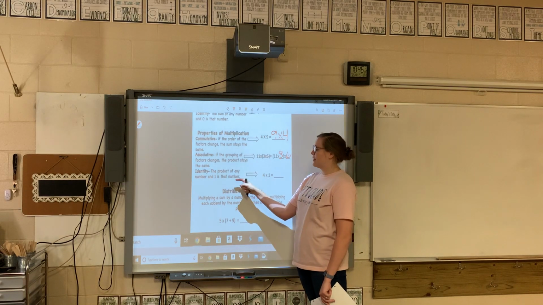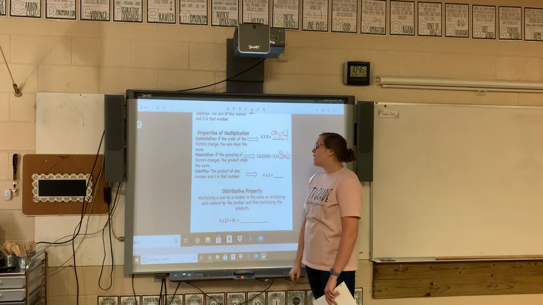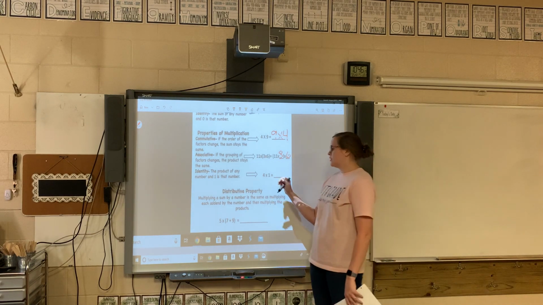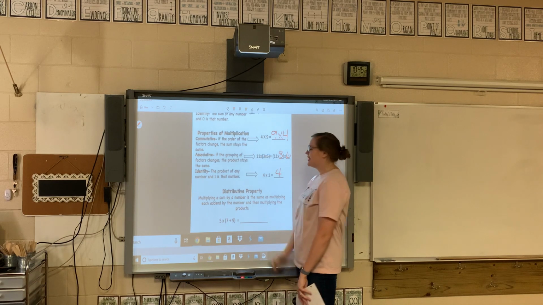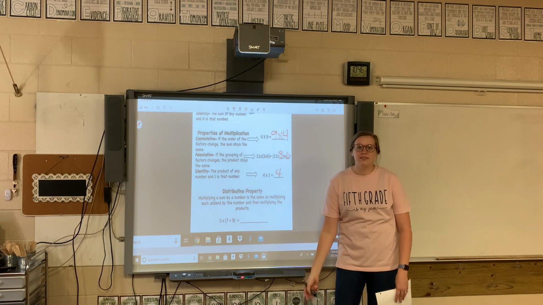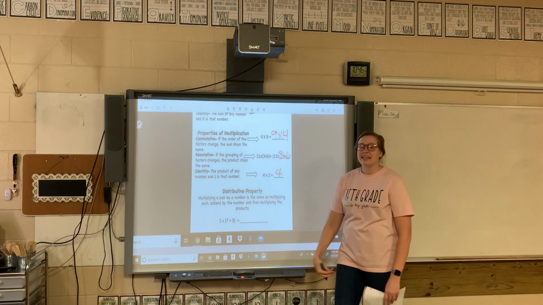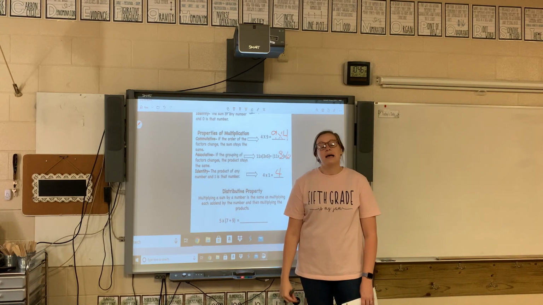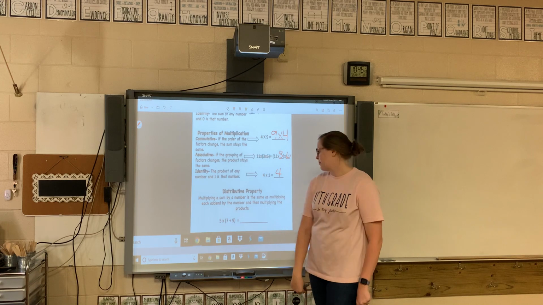The identity property of multiplication says that the product of any number and 1 is that number. So 4 times 1 is 4, 6 times 1 is 6, 9 times 1 is 9. Anytime you multiply a number by 1, you're going to get that number.